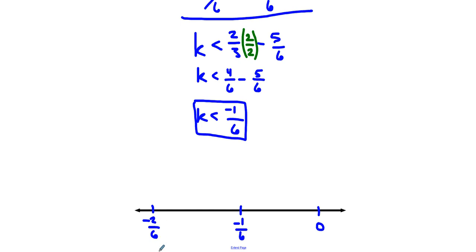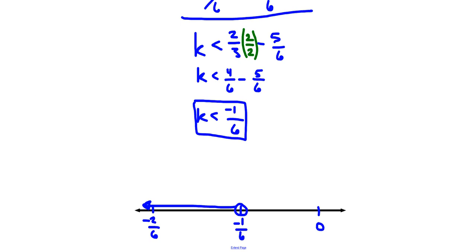So at the boundary here, I'm going to put my open point. There's no equal to, so I don't shade that in, because negative 1/6 is not less than itself, so it's not a solution. I put an open point. And then I need all the numbers less than negative 1/6, which are to the left of negative 1/6, so that's how my graph should look.